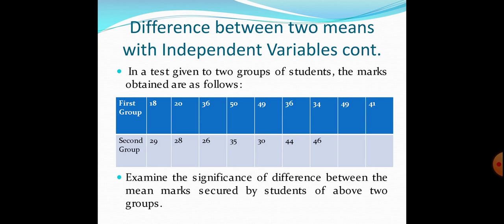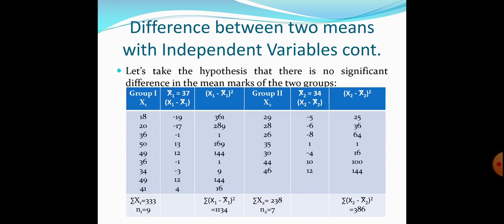Two groups of students are there. Their marks are given. First group is having 9 students and second group is having 7 students. Now you have to examine the significance of difference between the mean marks secured by the students of the above two groups. Now let's elaborate. Obviously, first of all, we have to take the hypothesis that there is no significant difference in the mean marks of these two groups. Then simply tabulate the values given in the problem.